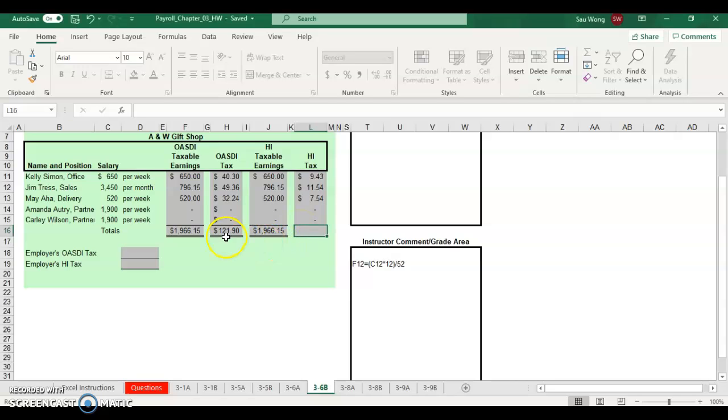If you want to copy from H16 through L16, you need to place the cursor on H16 and then go up here to copy, left click on the copy, and then go to L16 and go to paste, left click on the paste, and then it's already copying. So if you want to have the dotted line go away, you need to hit escape, then the dotted line goes away.